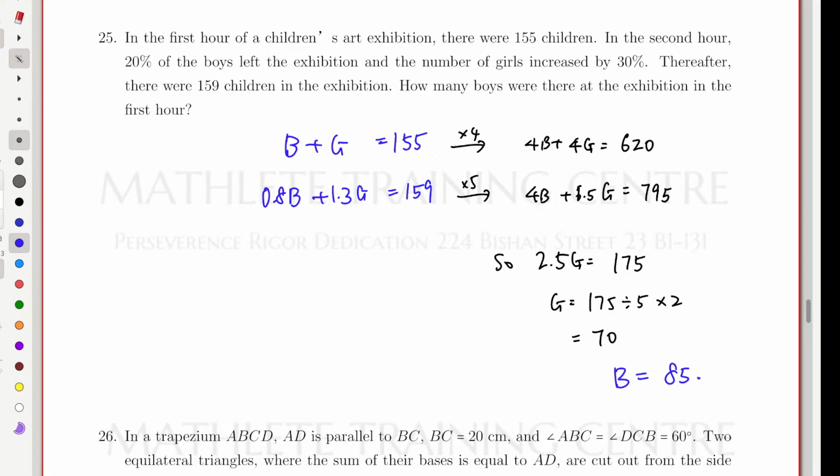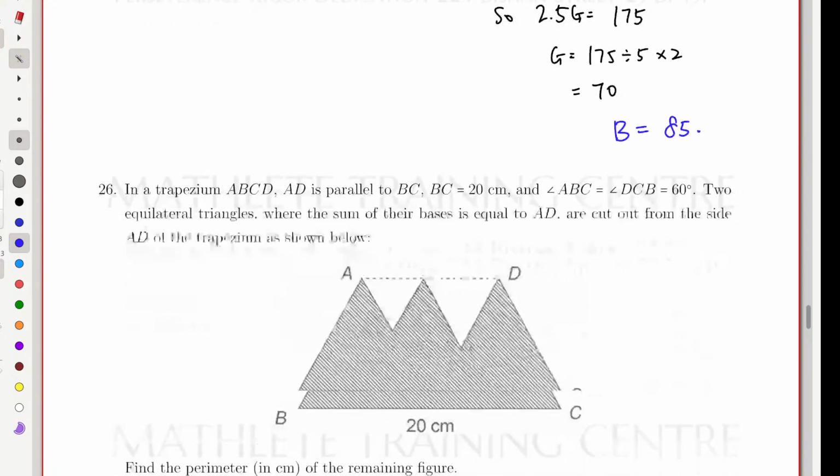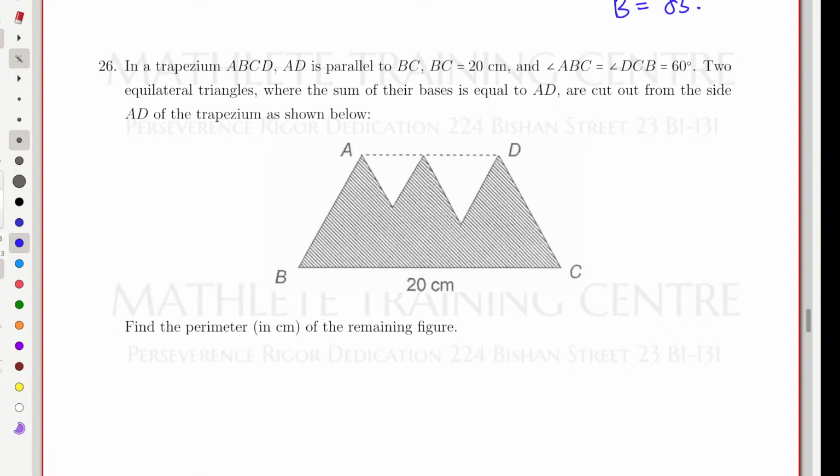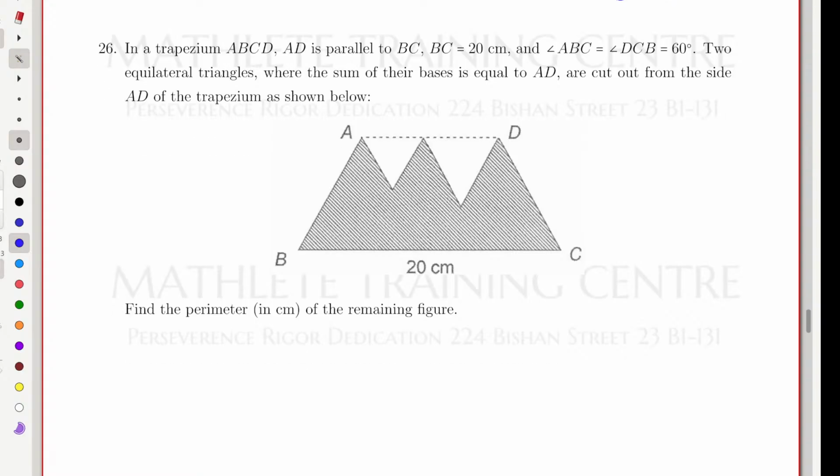Okay, last 10 questions before we end. Now we are getting to the hard questions territory, the really challenging ones. In the trapezium ABCD, we have AD parallel to BC. The base BC is 20 cm, and then we have a bunch of 60-degree angles. Right, so this is 60-degree, this is 60-degree. Then two equilateral triangles where the sum of the bases equals AD are cut out. Find the perimeter of the remaining figure.